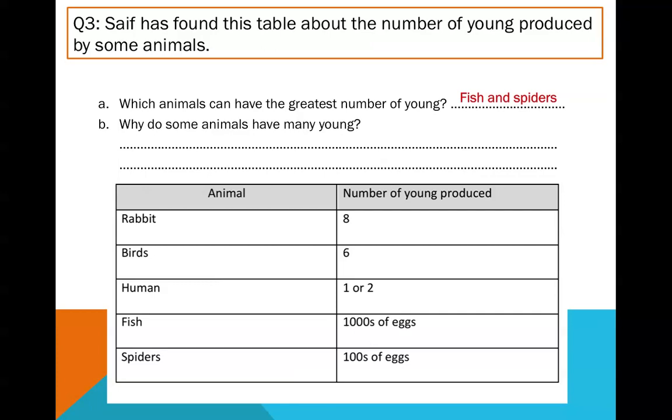Question B. Why do some animals have many young? Think about it. The reason why some animals can have a large number of young is because they don't need to care for their young ones and they leave them to look after themselves. Other animals, such as polar bears, can produce from 1 to 3 young ones. They must provide their young ones with shelters and food because they cannot survive on their own.